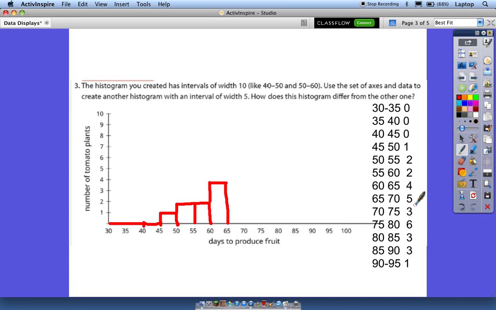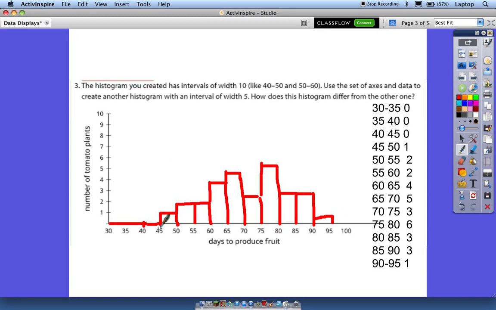And from 65 to 70 is a bit higher. One more higher. And then from 70 to 75 is only 3. And then from 75 to 80 is 6. From 80 to 85 is 3. From 85 to 90 is also 3. From 90 to 95 is only 1.